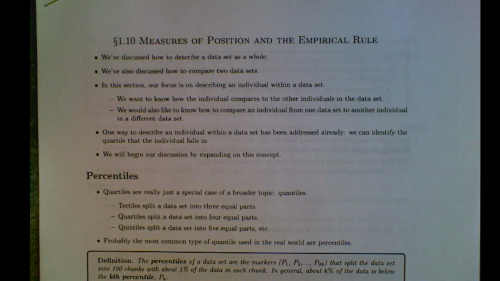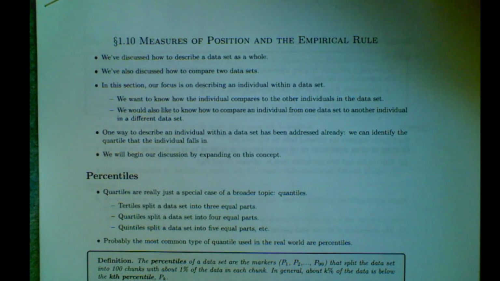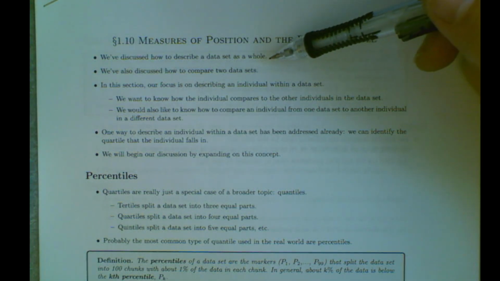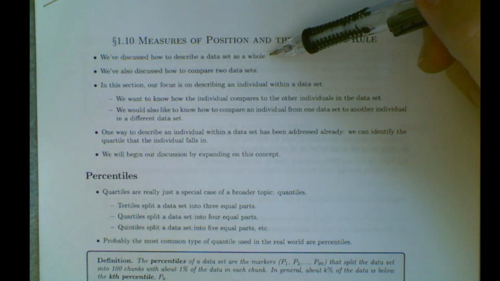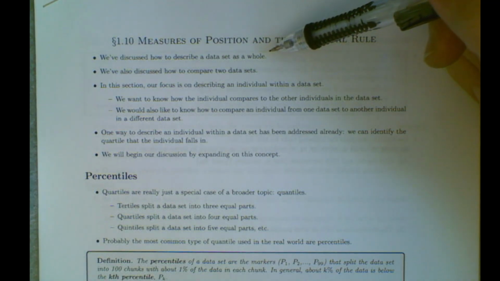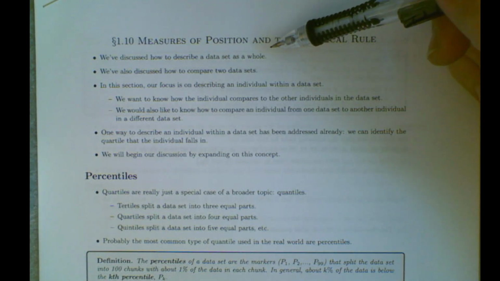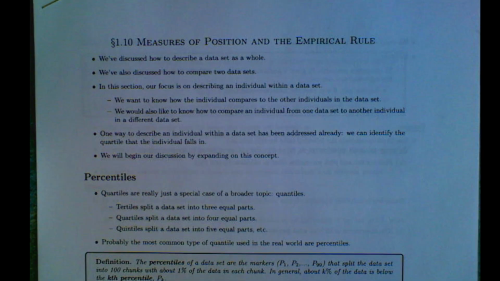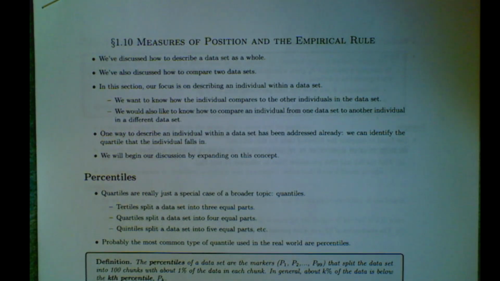Okay, so in section 1.10, we're going to talk about measures of position. We're also going to talk about the empirical rule. To bring us up to speed a little bit, what we've discussed so far is how to describe a data set. We talked about how to measure the center and the dispersion of a data set, as well as how to describe its shape. We've also discussed how to compare two data sets. So the third main topic for this chapter is to be able to describe individuals within data sets.